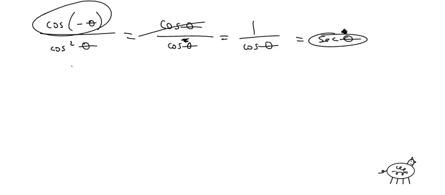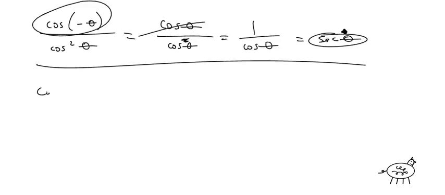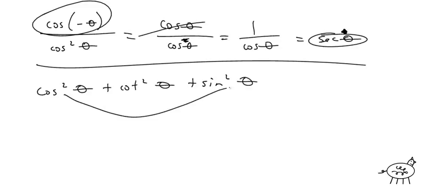Okay, and the last example is going to be cosine squared of theta plus cotangent squared of theta plus sine squared of theta, and you got to simplify that. Now what you ought to do is recognize, hey, there we go, I got an identity right off the bat. So sine squared plus cosine squared is 1, so it's 1 plus cotangent squared of theta. Okay, and that's another identity too. That's equal to cosecant squared of theta.